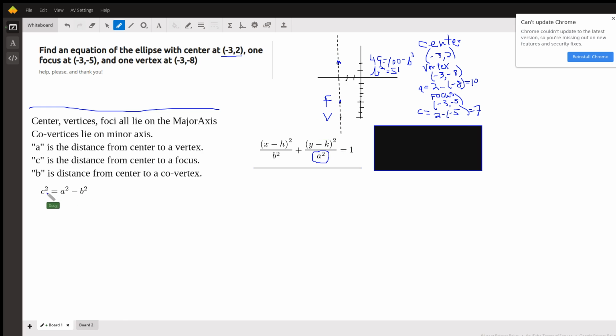So how do we calculate the values of a, b, and c? And by the way, c squared equals a squared minus b squared. This is why a always has to be greater than b.